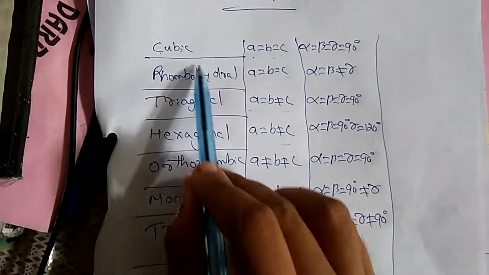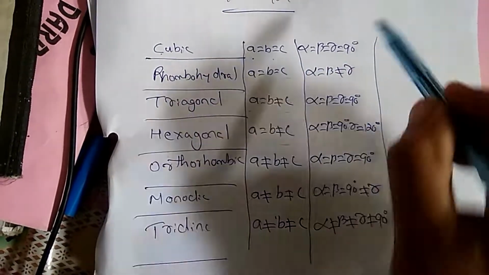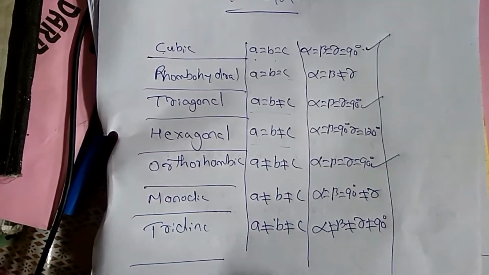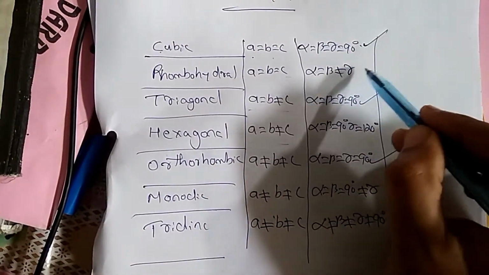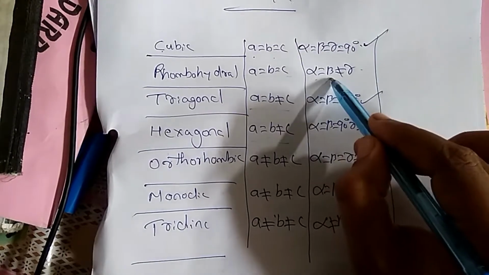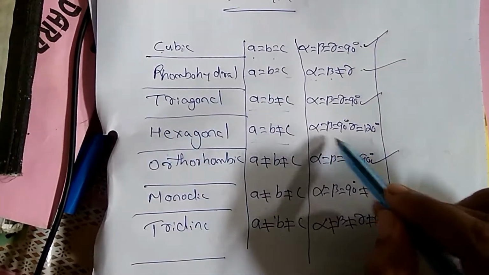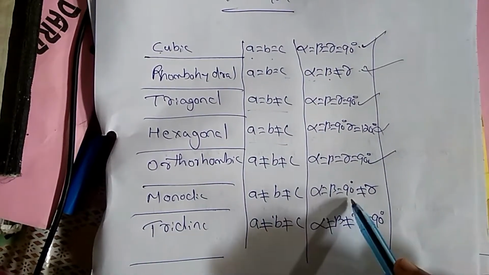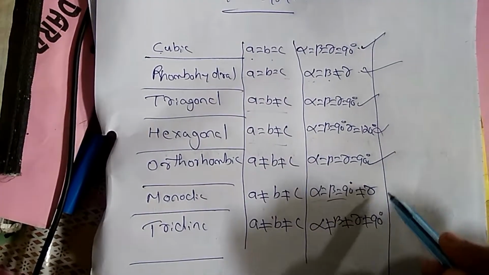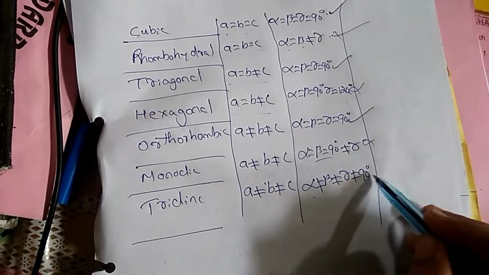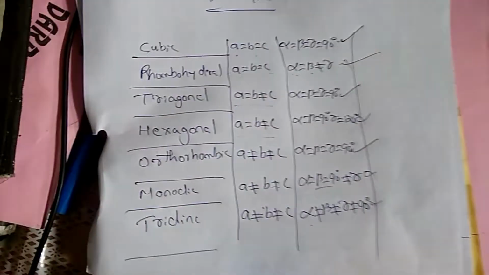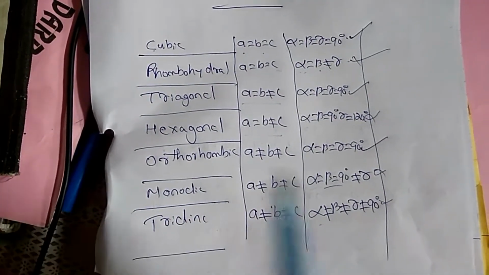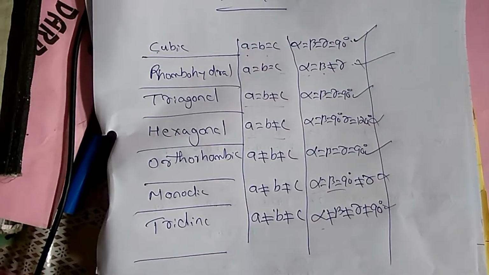So there is an order: first, alternately the angles are 90 degrees. Then two angles are equal and the third angle is not equal. Finally, all the angles are not equal. So the order is cubic, rhombohedral, trigonal, hexagonal, orthorhombic, monoclinic, triclinic, the CRTHOMT form.